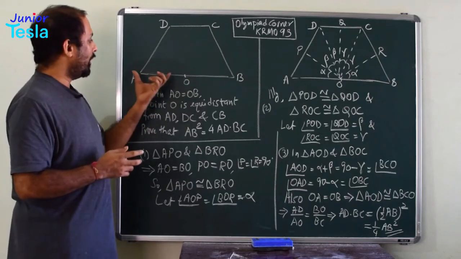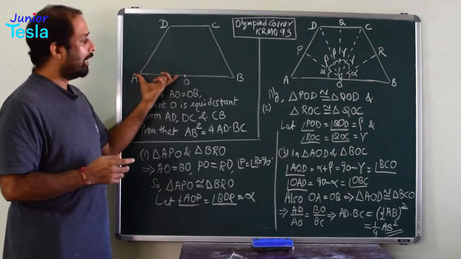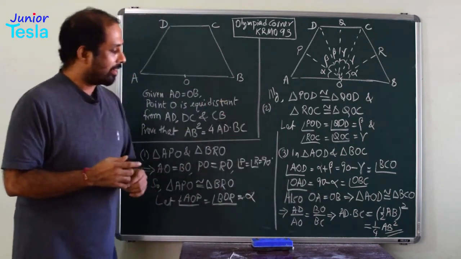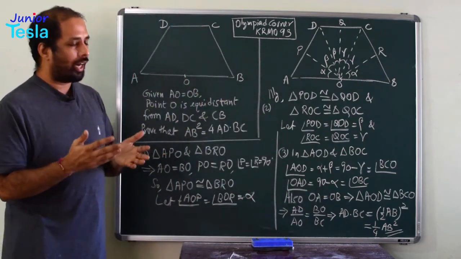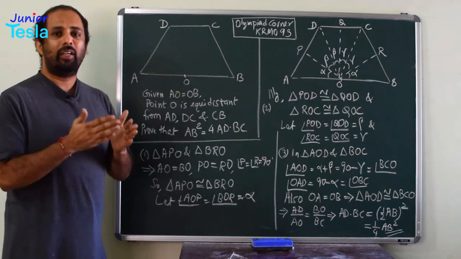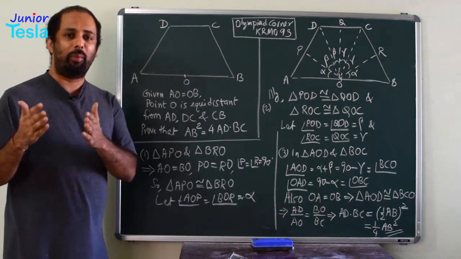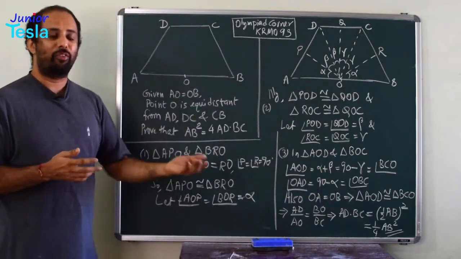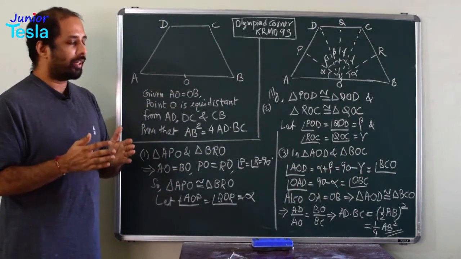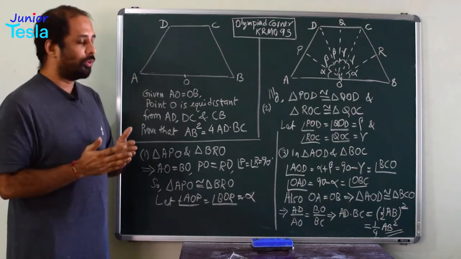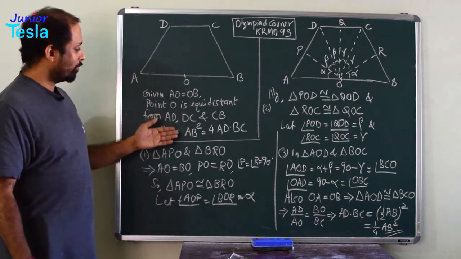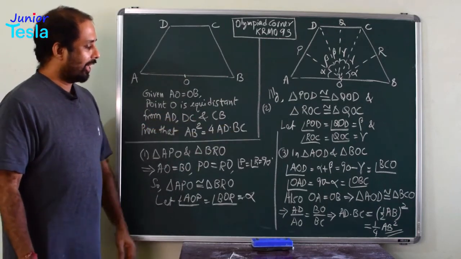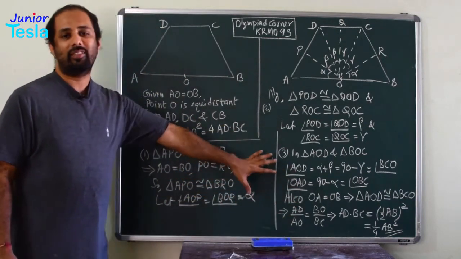Now what is BO and AO? AO is half of AB. BO is also half of AB. So AO into BO is nothing but half AB into half AB, which is 1/4 of AB square. Now if you take 4 to the left hand side, it is 4 times AD into BC, which is equal to AB square, and that is what we are supposed to prove. AB square is equal to 4 times AD into BC, and that is proved by the last line of this particular solution.